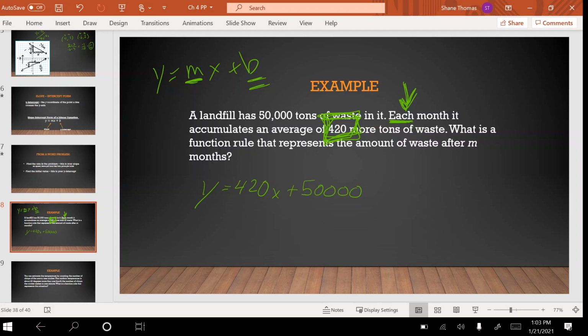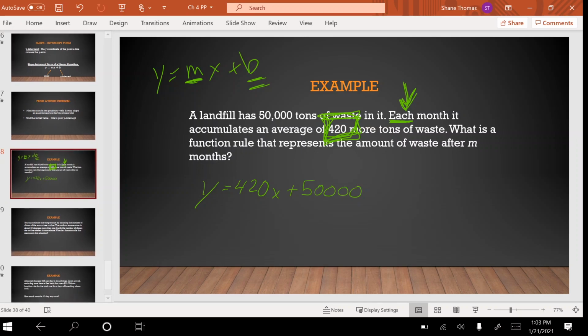Questions, guys? Okay, these really, truly are not that hard. I promise you. Just break it down. y equals your slope, x, plus or minus the other number. That's it. Every time. Let's look at another one.